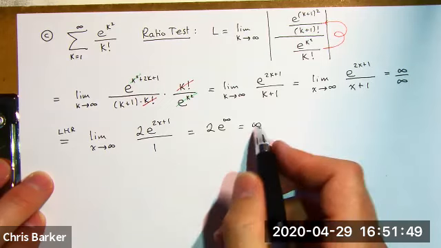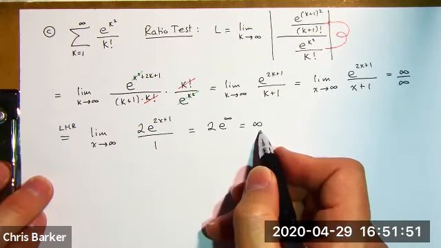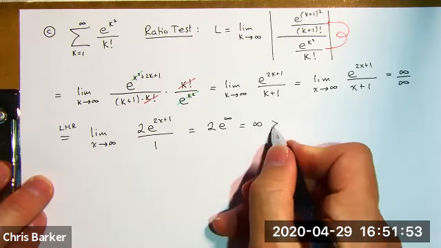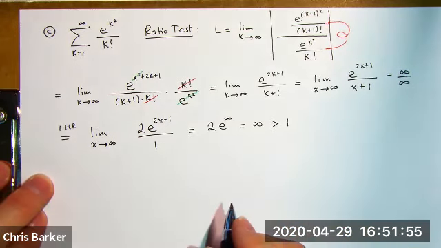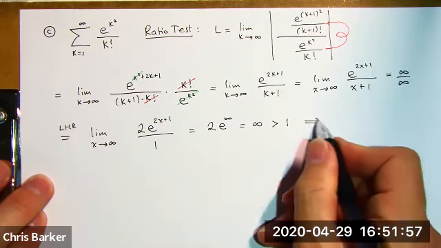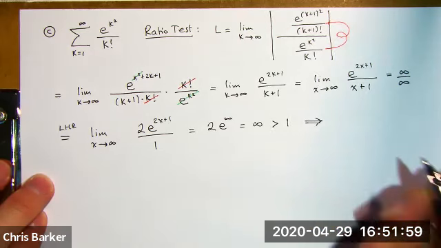Now, the important thing about it is: is it bigger or less than 1? Yeah, quite a bit bigger, right? And so what does that tell us about the series? Diverges. Right.